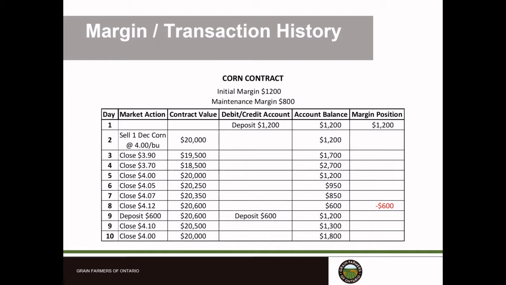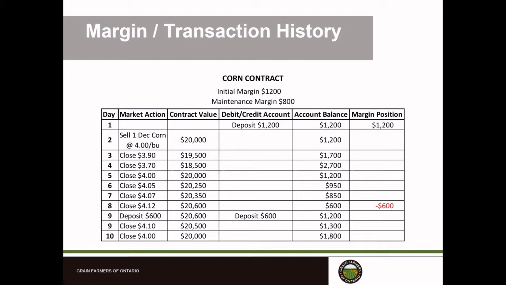It's all gone, but my $1,200 is still sitting there waving at me. Day 6, corn goes to 405 on the close, which means now it's going the wrong way because I'm short this contract. So that's a $250 loss. Well, if you go to the right side, now you see my $1,200 I have in there is down to $950. That means I have access only to $950 because on paper, I'm losing $250.